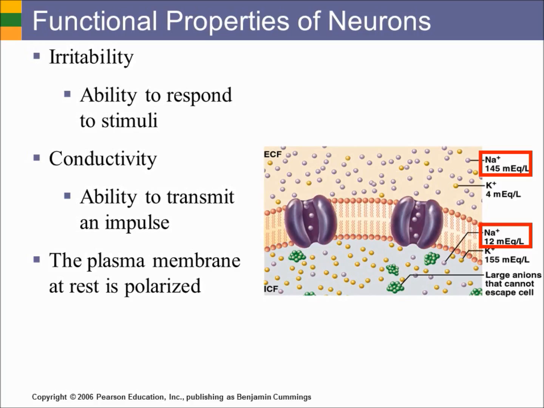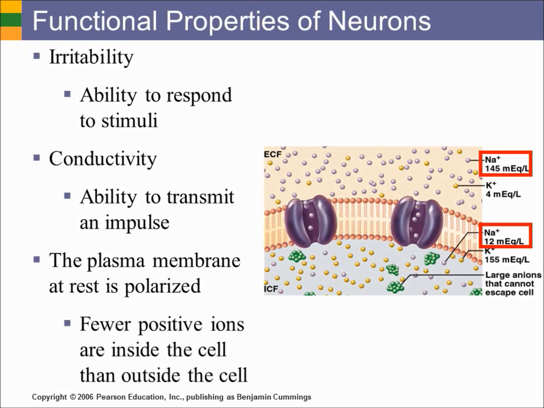Now, this difference is great enough that when you look at the number of positive ions, there's much more positive ions in the extracellular fluid than there is in the intracellular fluid. Okay, so in other words, the inside of the membrane is negative. And the number that we'll be talking about later on is minus 70 millivolts as a difference between the electrical conductivity of the inside to the outside.